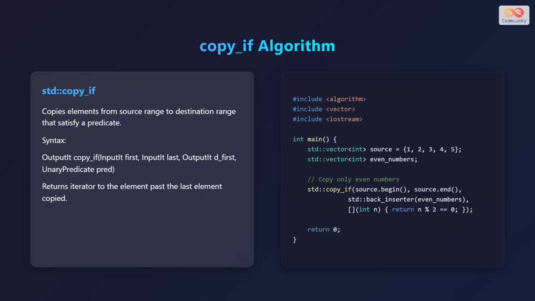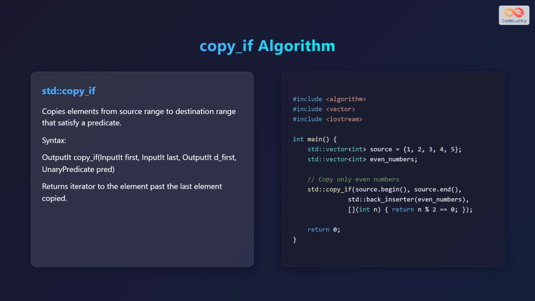Now let's look at a code example. First, we include the necessary headers, which are algorithm, vector, and iostream. Inside the main function, we create a vector of integers named source, and initialize it with the values 1, 2, 3, 4, and 5. Then we create another vector of integers named even numbers.